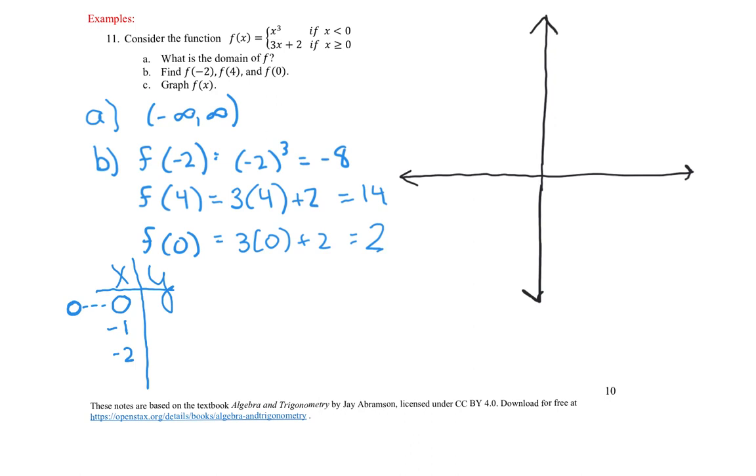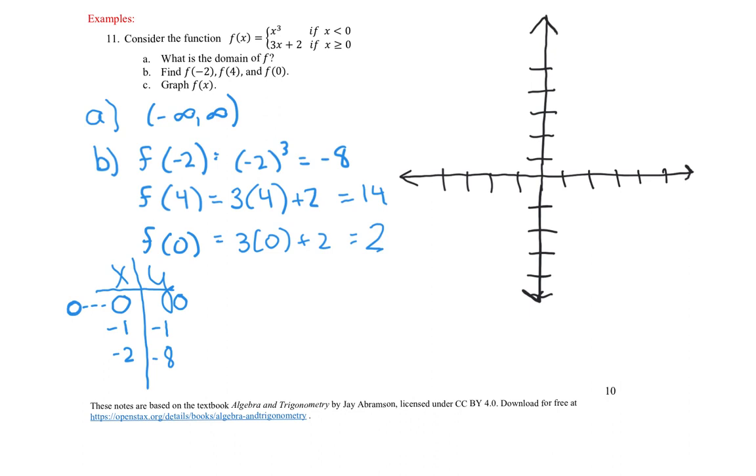From here, I'll go ahead and solve for y. When y equals x cubed and x is 0, y will equal 0. When we plug negative 1 into x cubed, we'll get negative 1. And when we plug negative 2 into x cubed, we will get negative 8.